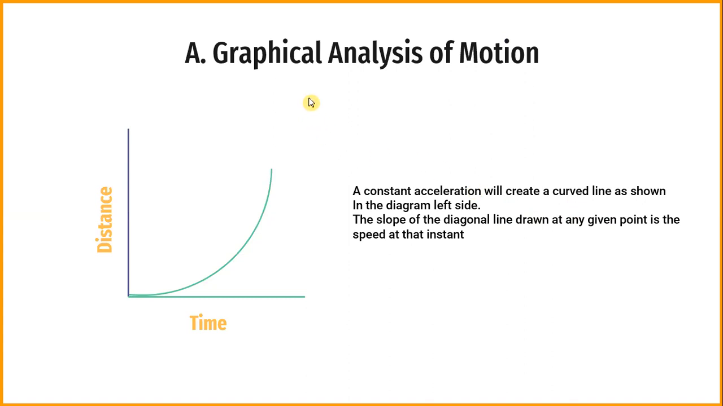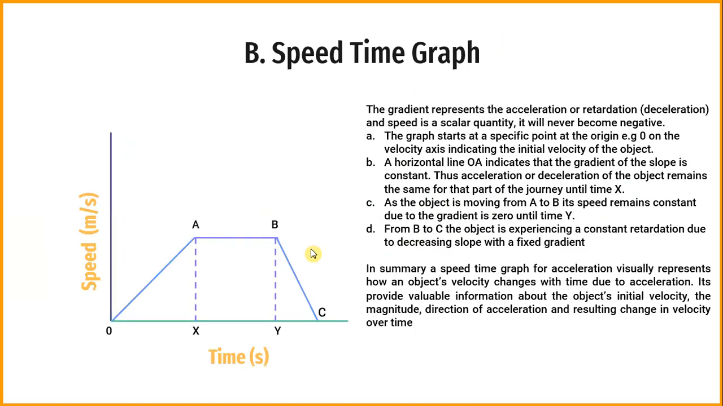Next, graphical analysis of motion. A constant acceleration will create a curved line as shown in the diagram on the left side. So the slope of the diagonal line drawn at any given point is the speed at that instant. This is the speed versus time graph.